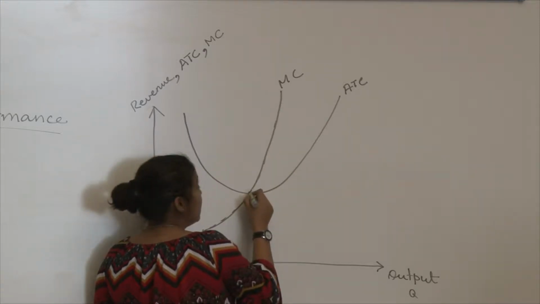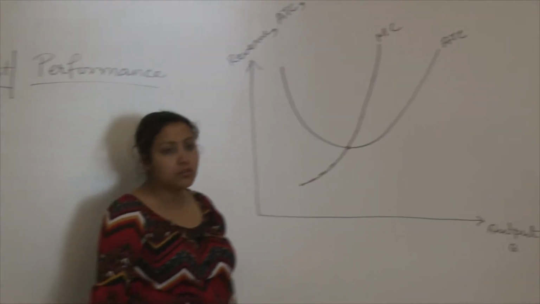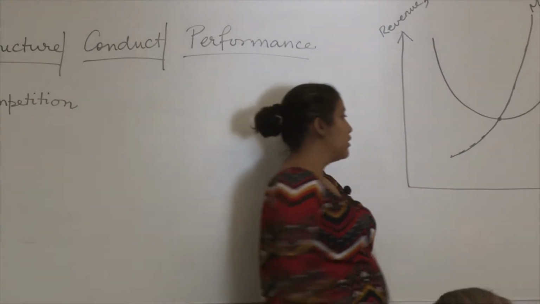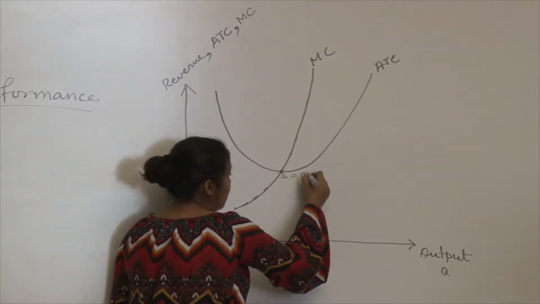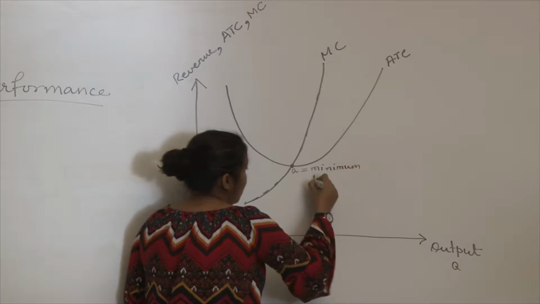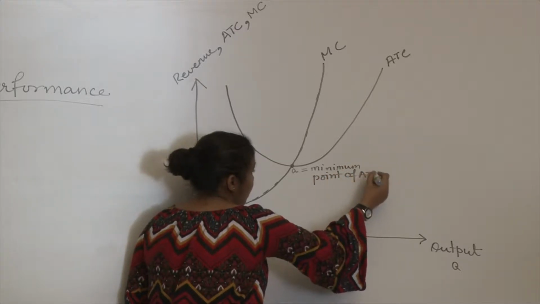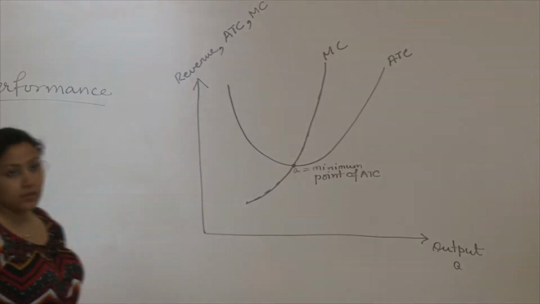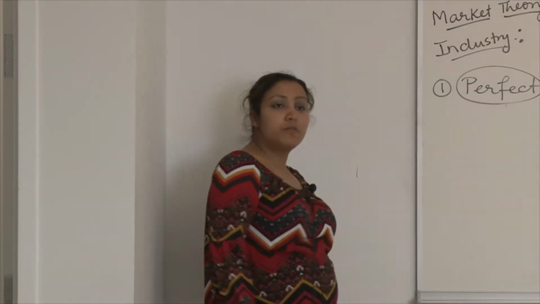And that is basically the minimum point of ATC, right. That is where the marginal cost curve is going to cut. So, if we call this point A, it is the minimum point of ATC. Okay. Now, let us first talk about what are the features of perfect competition.